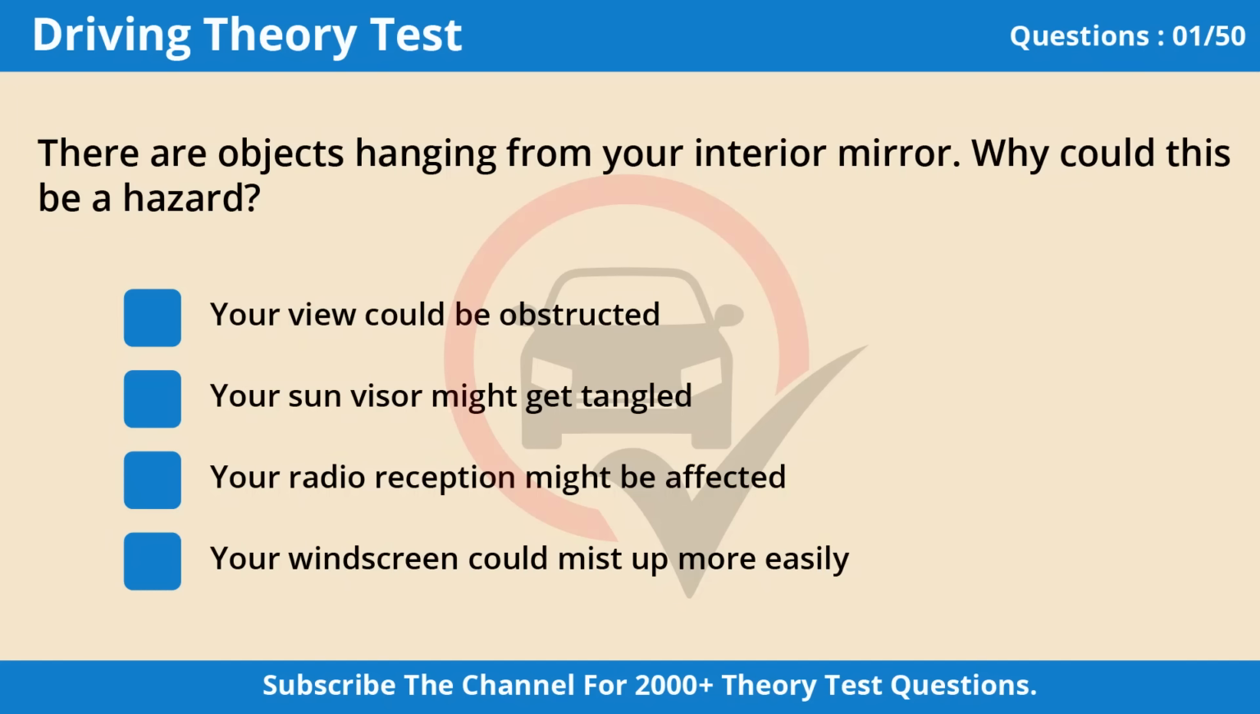Question 1. There are objects hanging from your interior mirror. Why could this be a hazard? A. Your view could be obstructed. B. Your sun visor might get tangled. C. Your radio reception might be affected. D. Your windscreen could mist up more easily.